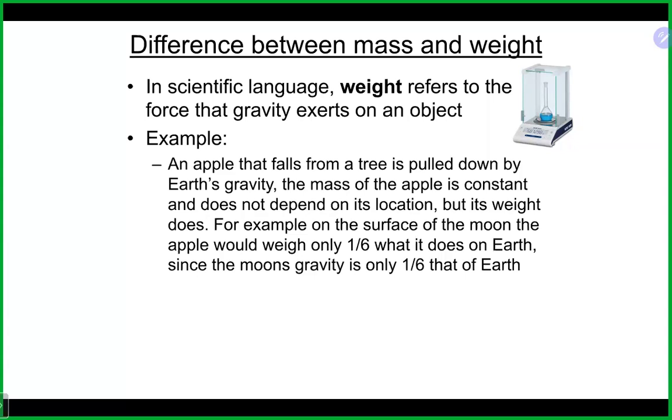Balances are actually able to subtract the force of gravity and take it out when we weigh something on there. So we are getting the mass of it rather than the weight. So when you're talking about something that you weigh, you should refer to it as the mass and not the weight of the object.